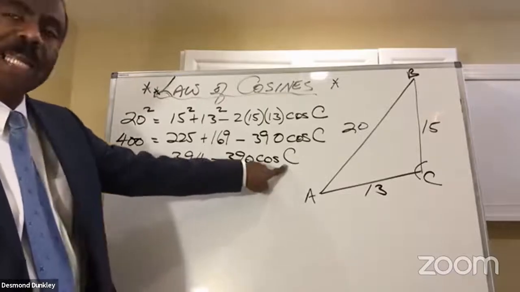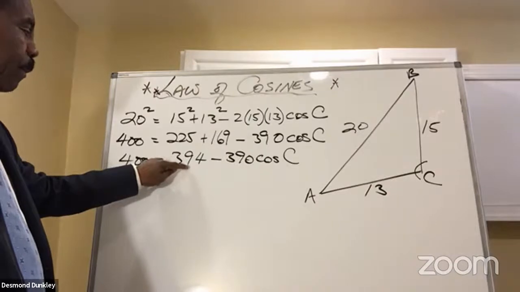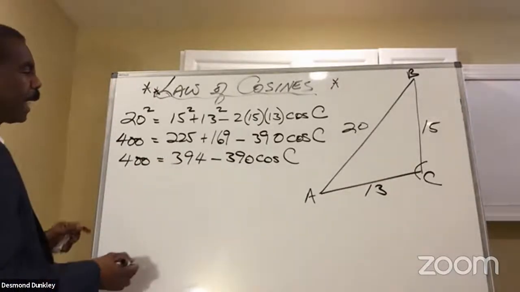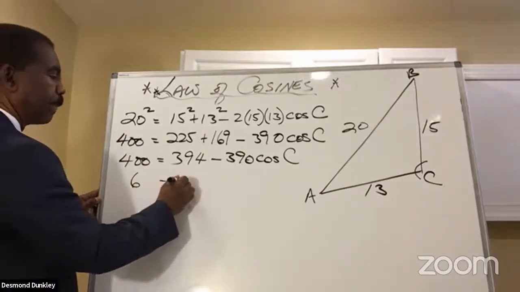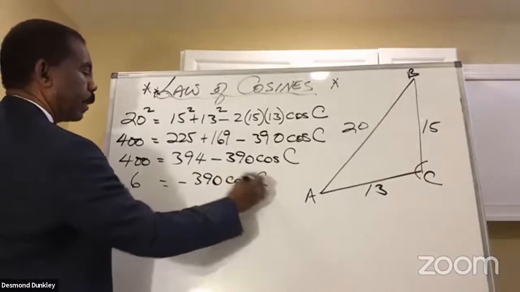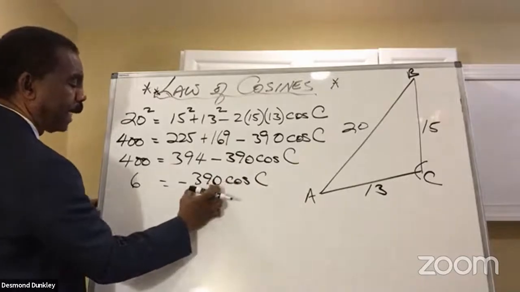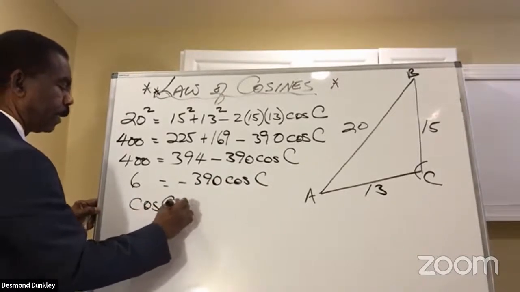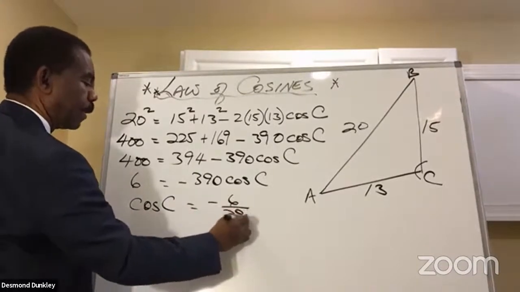Okay, so now we can subtract these because we have to do the multiplication. The 390 is connected to the cosine of C, so we have to get rid of this by subtracting this from both sides. Okay, when we subtract, we end up with 6 equal to negative 390 cosine of C. So therefore, to get cosine of C by itself, we divide by negative 390. So therefore, cosine of angle C is equal to negative 6 over 390.